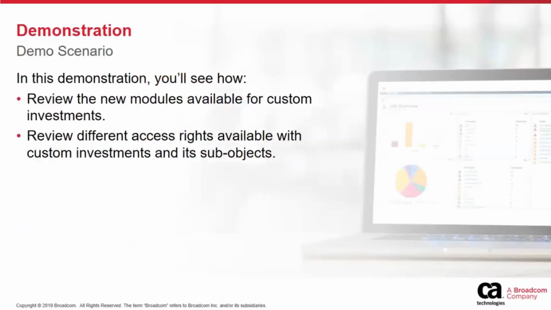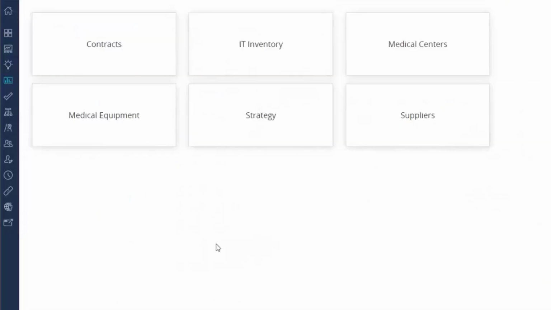So let's jump in and see the actual product itself. So here I am in 15.7.1. I am in the modern UX under the investments section. You can see I have 6 investments created. I have all the rights for these investments itself.